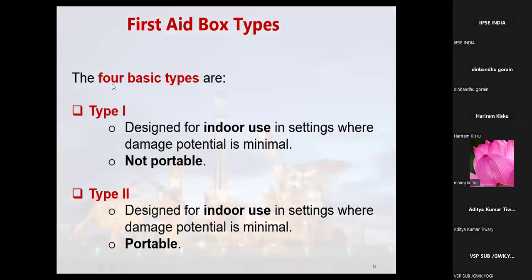So here are the 4 basic types. Type 1 is designed for indoor use, and this is not portable. So the property of type 1 is that it is for indoor use, and it is not a portable type. Then your type 2 is designed for indoor use, but this is a portable type of first aid box.